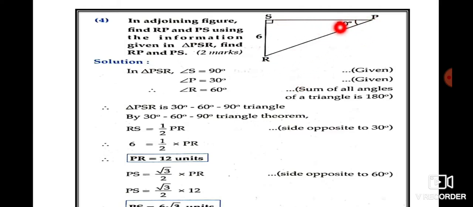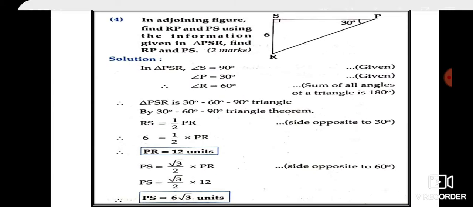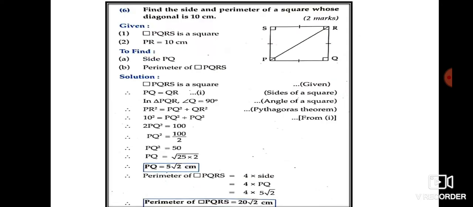Now we have to find PS. Now this side is opposite 60 degrees. Side opposite 60 degrees is root 3 by 2 the hypotenuse. So you have here PS is equal to root 3 upon 2 into hypotenuse, which is PR. We have already calculated PR. Substitute: root 3 upon 2 into 12. 2 ones are 2, 6 twos are 12. So we have 6 root 3. So PS is equal to 6 root 3 units.